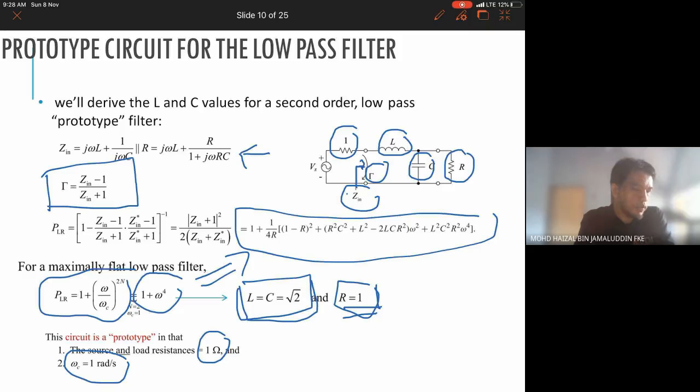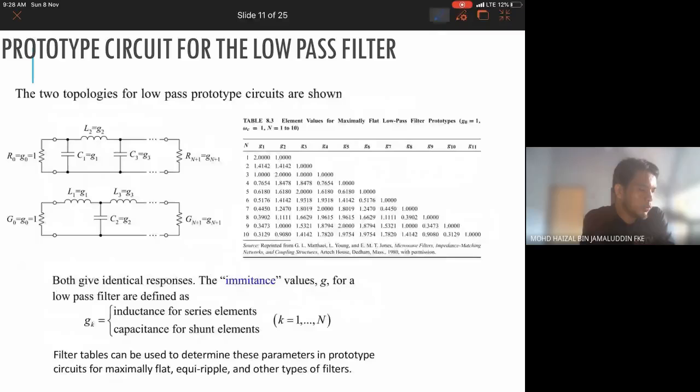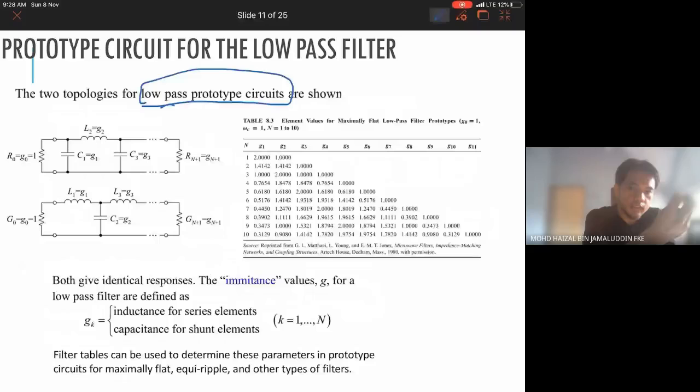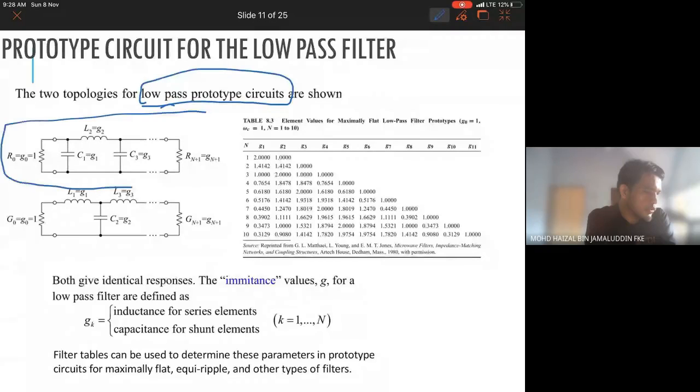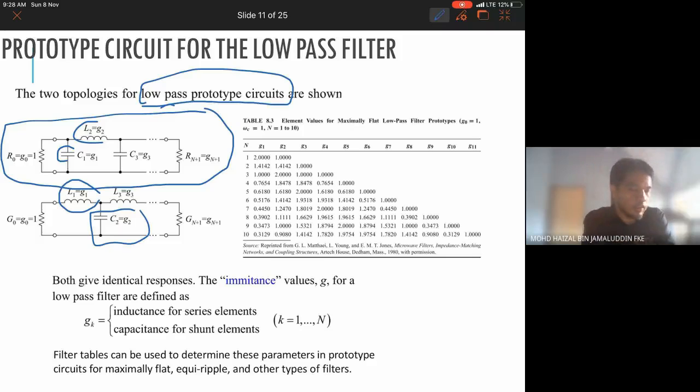And from that, we have two topologies for low pass prototype circuits. Either you want to design the low pass filter based on this form, the first one, which starts with the capacitor, then inductor, or you can start with inductor, then capacitor. So either one is also okay. But normally in this course, maybe following the book, most of the designs follow this structure.